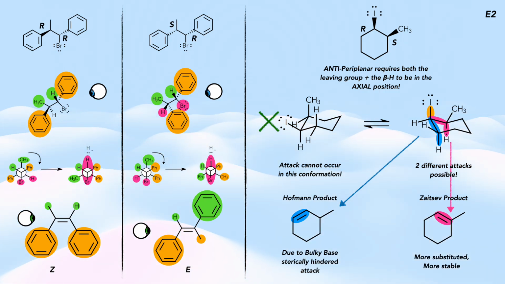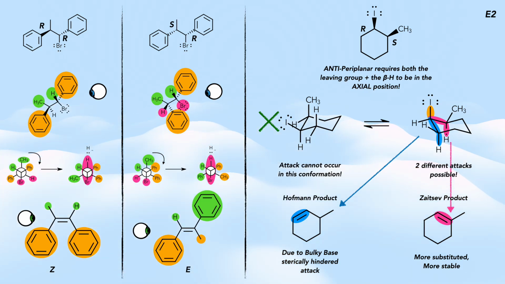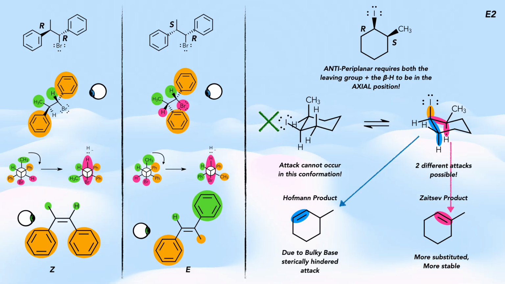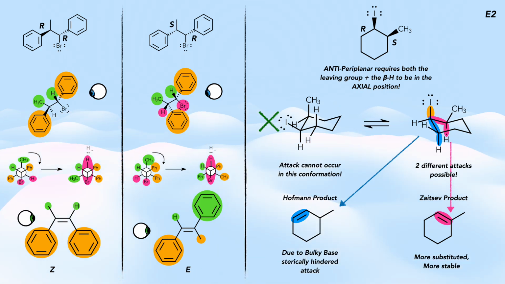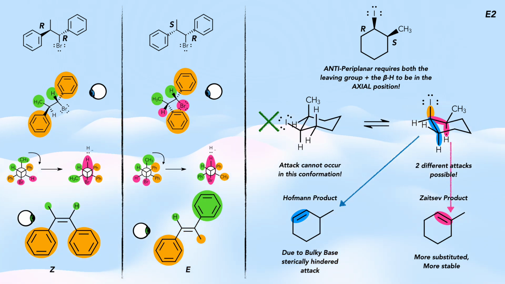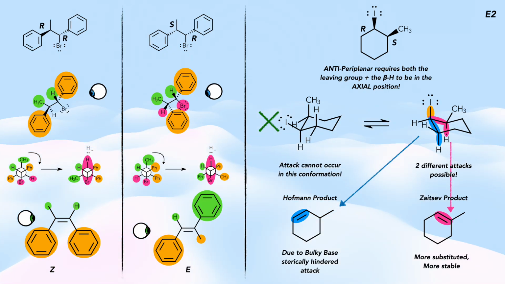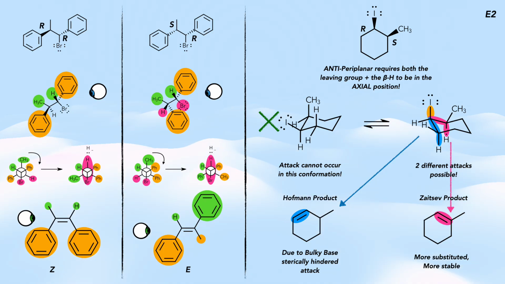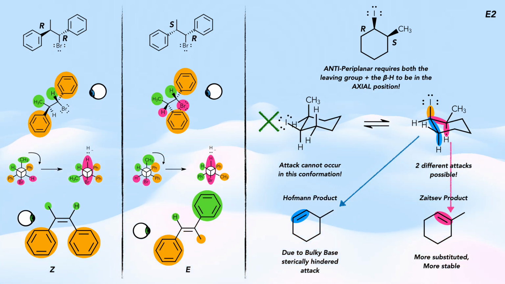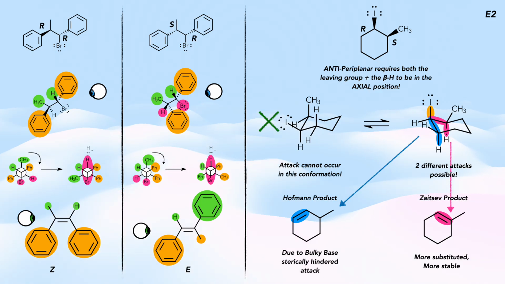In the RR isomer, that anti-periplanar arrangement places the two phenyl rings on the same side of the new double bond and gives us the Z alkene. In the SR isomer, the only allowable anti-periplanar arrangement puts the phenyl rings on opposite sides, giving us the E alkene. So E2 is most definitely stereospecific. Each stereoisomer of the starting bromide gives a specific alkene stereochemistry, determined entirely by the required anti-periplanar geometry.